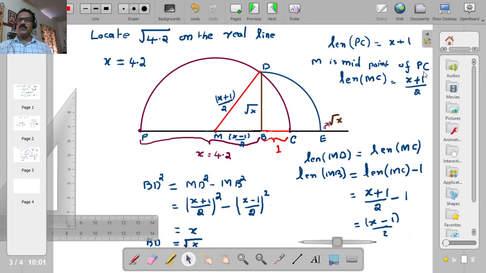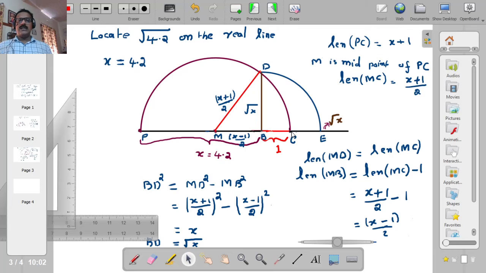Since M is the midpoint of PC, what will be the length of MC? Length of MC will be half of the length of PC, which is equal to length of PC by 2. We know length of PC is equal to x plus 1. So length of MC is (x plus 1) upon 2.